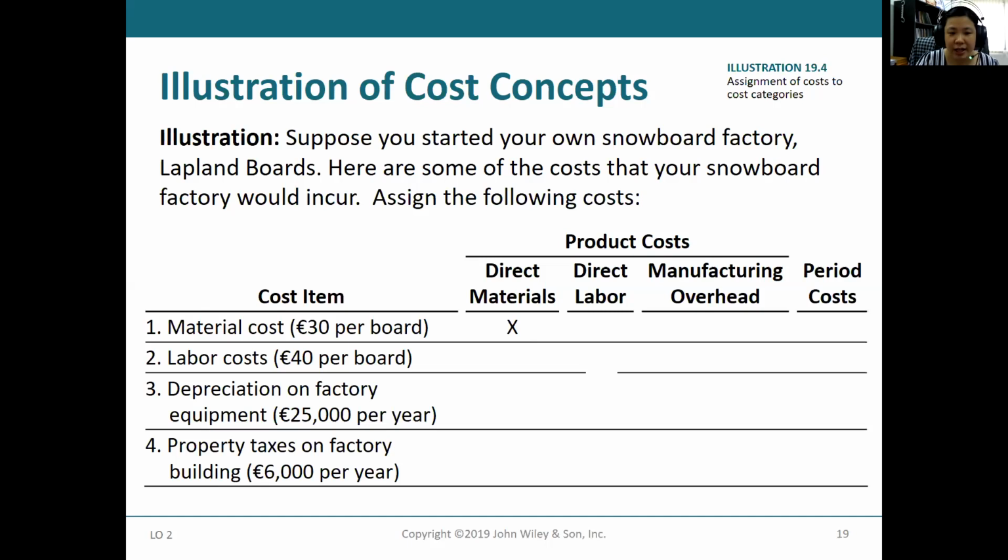Labor cost. Now, labor cost is the cost that we pay to the wages of the workers. So it will be direct labor cost. It's under product cost. Depreciation on factory equipment. Do you remember that? It would be other manufacturing costs under manufacturing overhead. So it should be manufacturing overhead. And then we have property taxes on factory building, $6,000 per year. So it's also under manufacturing overhead.